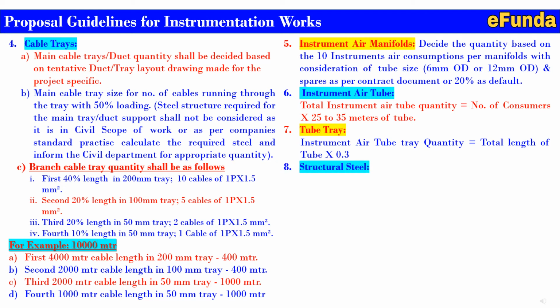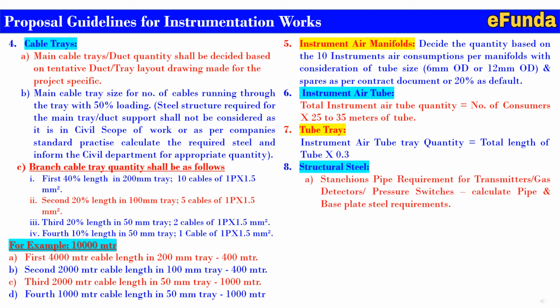8. Structural steel. A stanchion pipe requirement for transmitter, gas detector, pressure switches. Calculate pipe and base plate steel requirement, where one can see a stanchion where there will be a base plate. On that, one pipe will be mounted so as to mount the instrument.